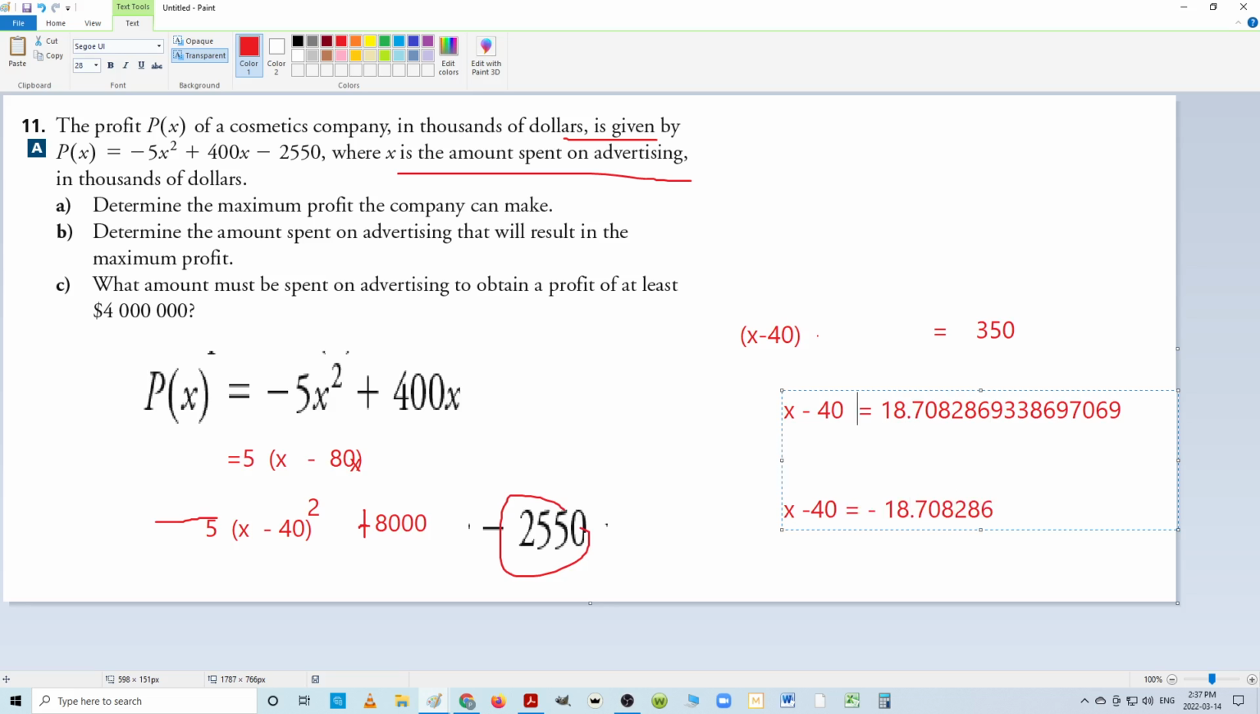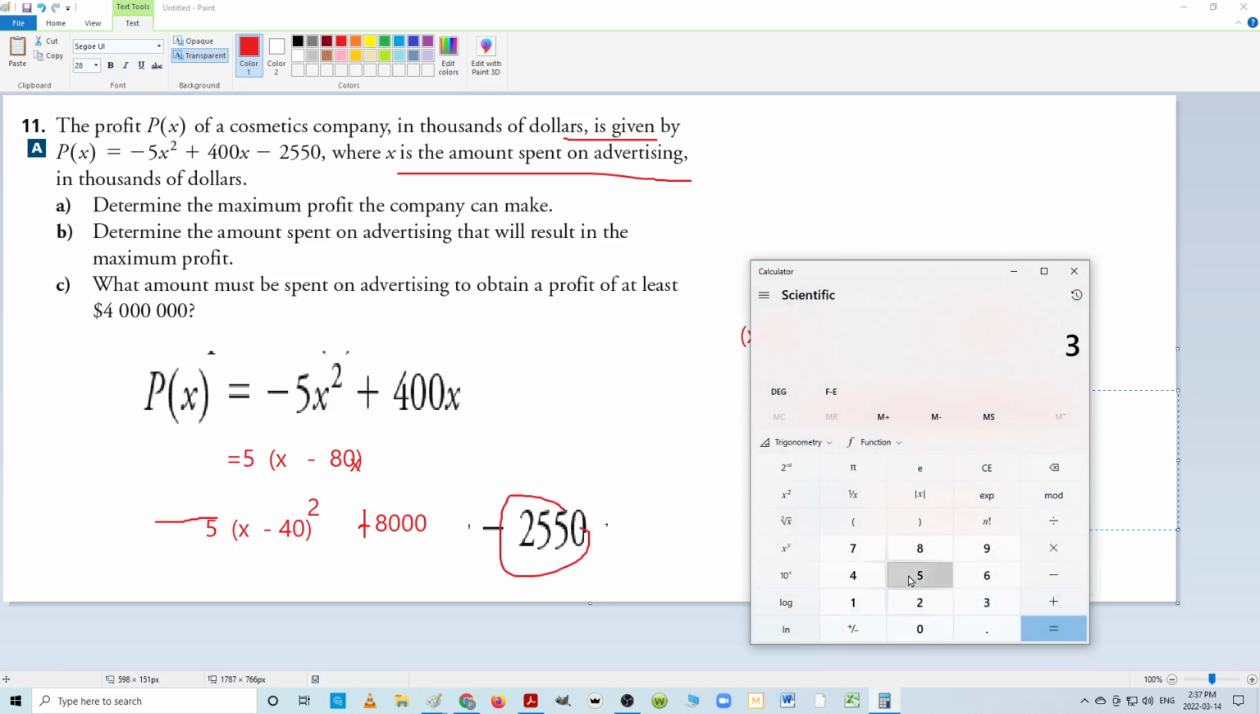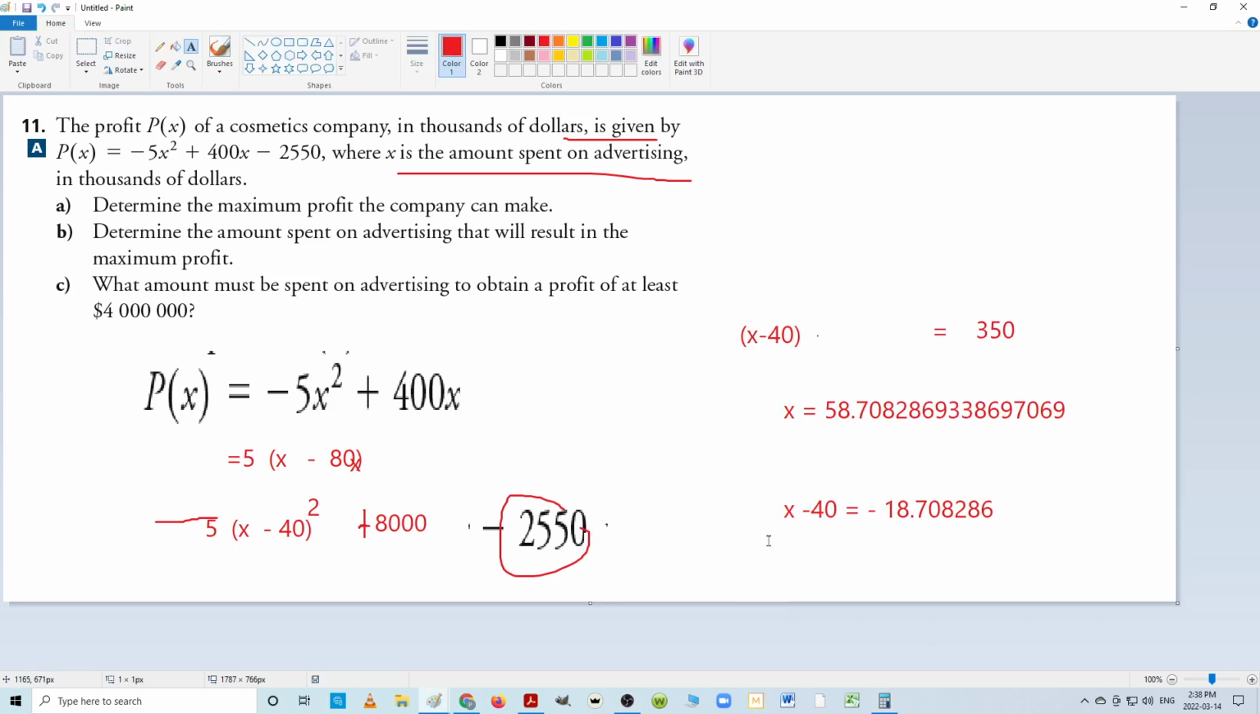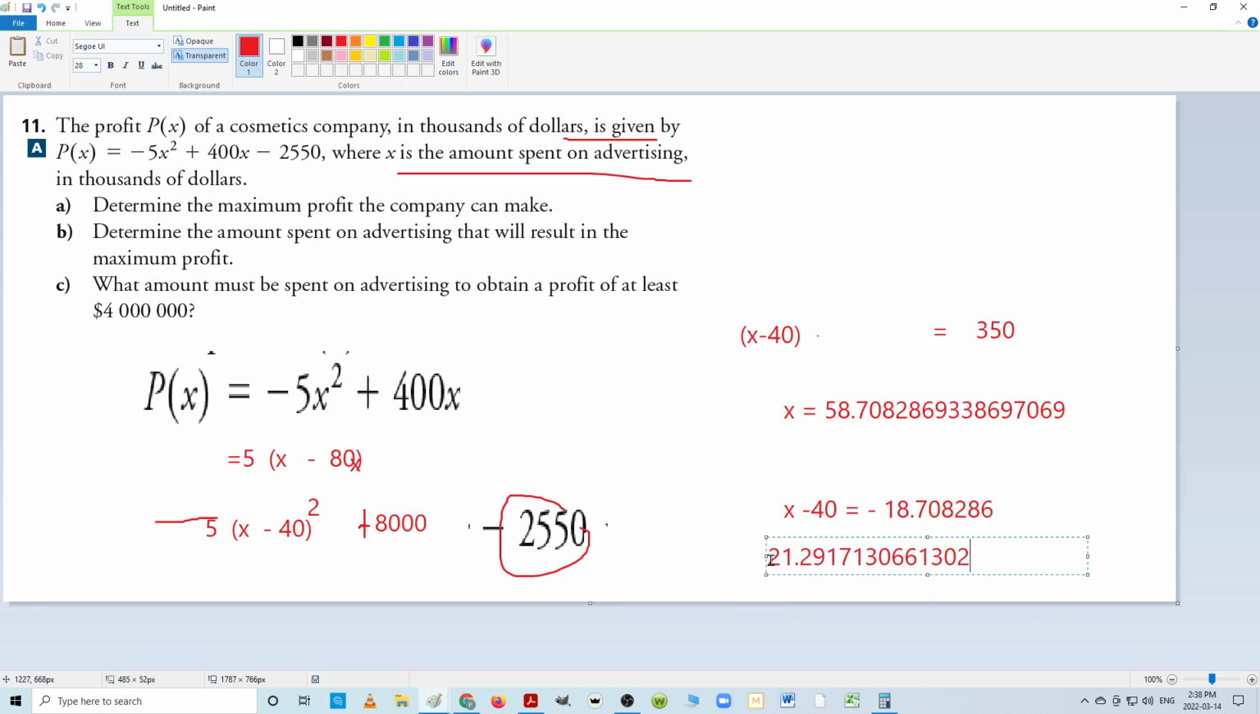I have to add 40 to both sides. And this one I have to add 40 to both sides. So there is a second profit here. It depends, though. We'll have to see if it's possible. So when I add 40 to this side, and we might as well do it properly, so 350 square root, make it negative and add 40. And I get this, 21, like this. So x is equal to that.